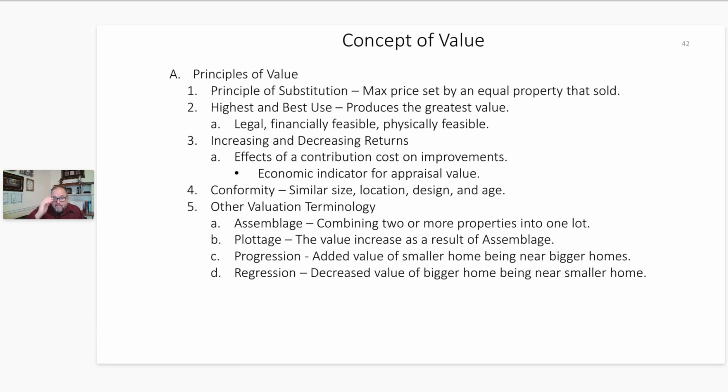It's got to be legal. It's got to be financially feasible and physically feasible as well. Increasing and decreasing return. What is my cost contribution and what's my return? My return's greater than my cost, it's increasing returns. If it's less than my costs I put in, it's decreasing returns. This is the economic indicator for the appraised value. Okay.